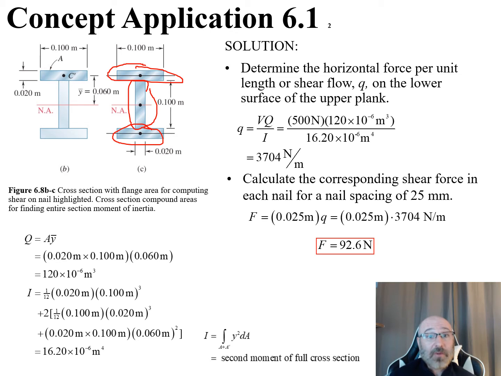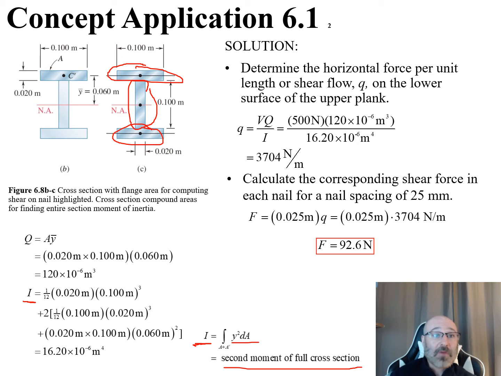Then we also have to remember there's also this component for I right here from our second moment of area for the full cross section as well, where we have this y squared dA. So all 4 of those are going to contribute to our moment of inertia, our I value right there. So let's start with our planks first.